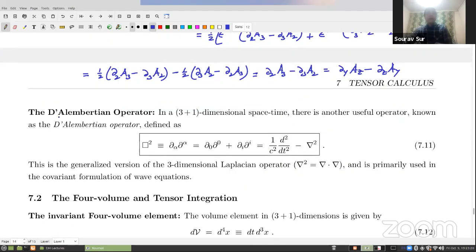Then comes the D'Alembert operator. In a 3+1 dimensional spacetime, there is another useful operator known as the D'Alembert operator, sometimes called the wave operator, which is this scalar product of the operators del alpha, that is del 0 plus del i, and which is in component notation.